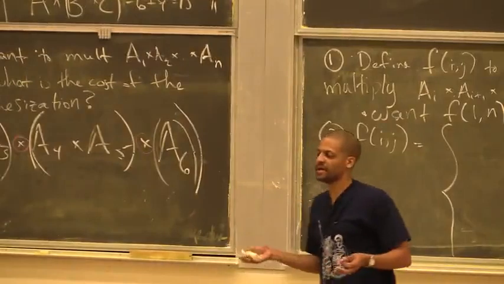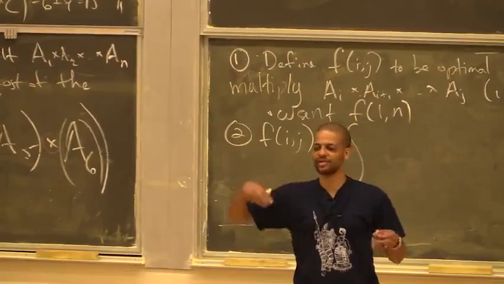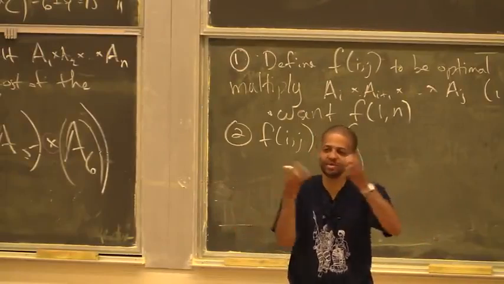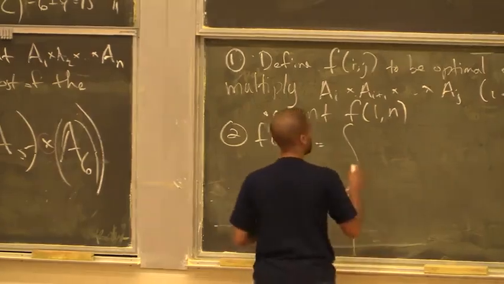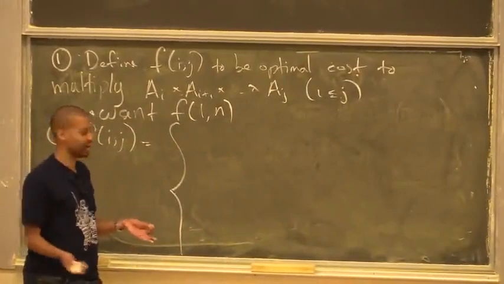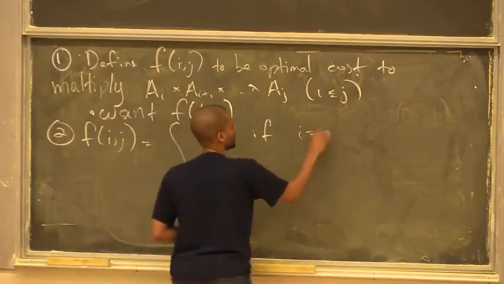Now, what would be the base case? When does this not make sense? It doesn't make sense if there's only one matrix, because then there's no multiplication to do. And the cost of combining one matrix is nothing. There's no cost. Right? So the base case is that I is equal to j. There's only one matrix. And the cost is 0 if I is equal to j. That's our base case.